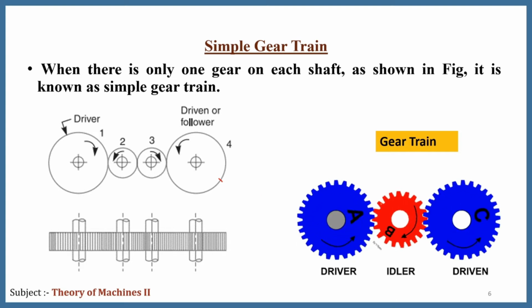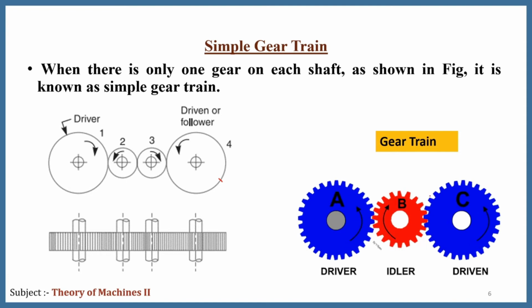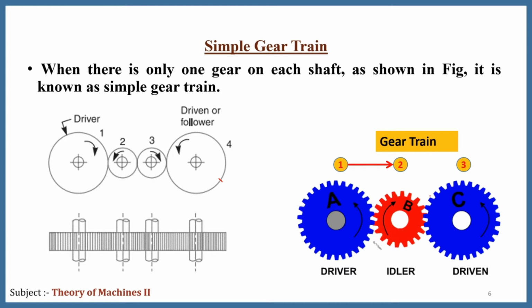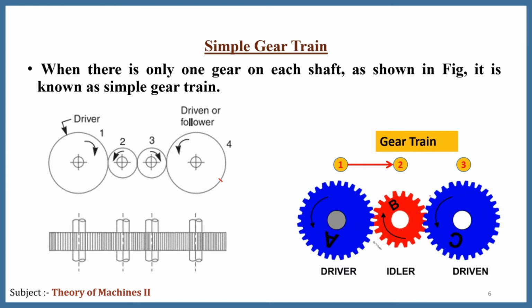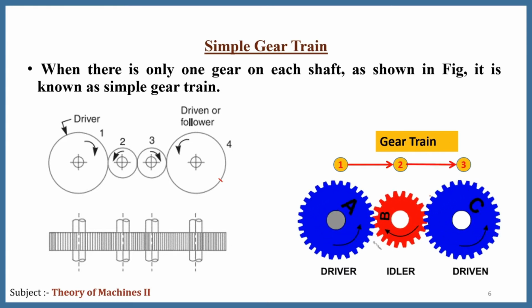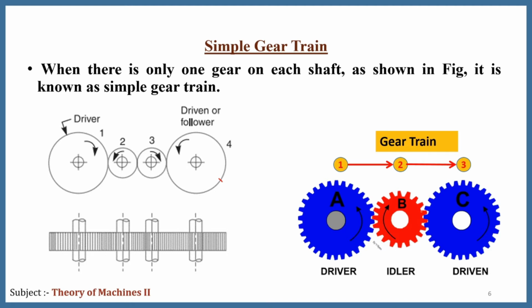Again, if we consider this animation of this type of gear train, gear A gives the motion to gear B and gear B gives the motion to gear C. Gear 1, 2, 3. From 1 motion is given to 2 and from 2 motion is given to 3. And these intermediate gears are called the idler gears.